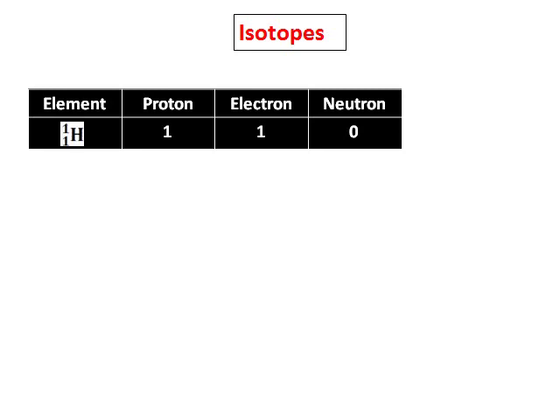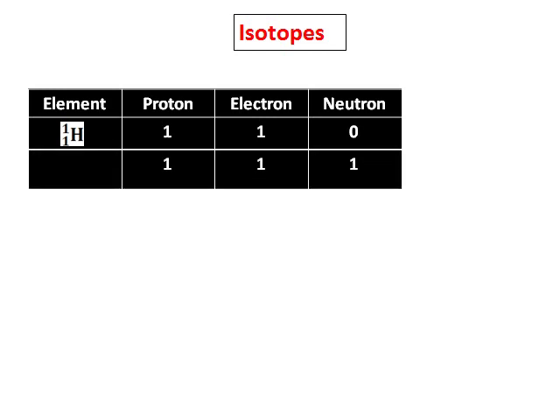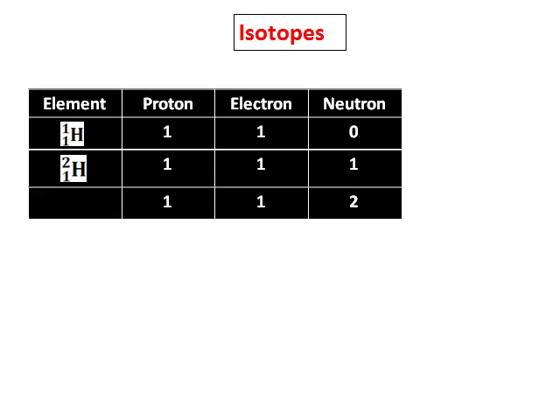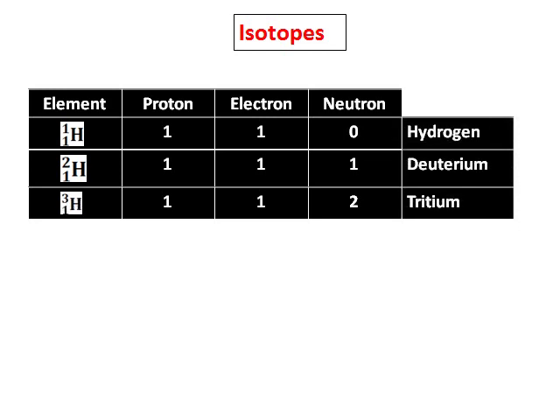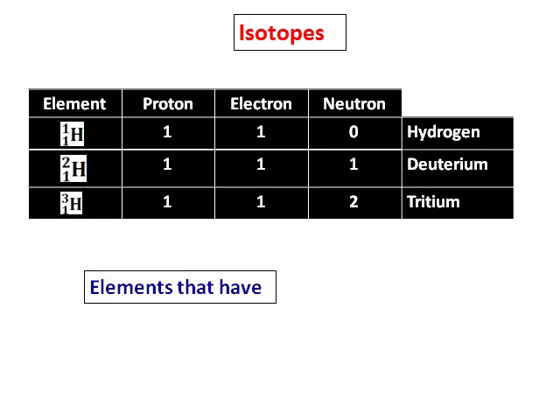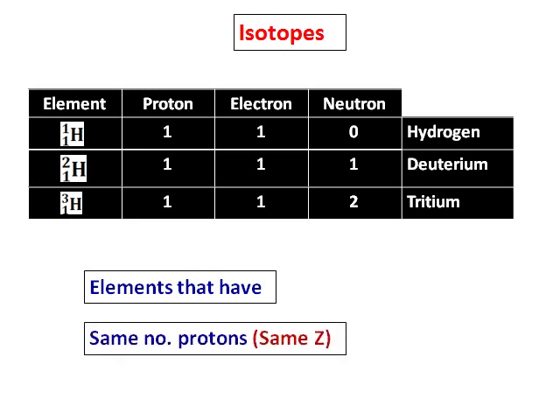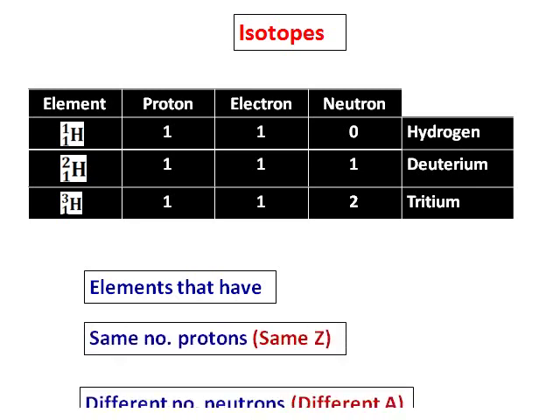We know that the element hydrogen has one proton, one electron and no neutron. But there are other hydrogens which have an extra neutron, but the number of protons is the same, and there are two more hydrogens which have one neutron and two neutrons, and these are called hydrogen, deuterium and tritium. And these elements that have the same number of protons and different numbers of neutrons are called isotopes.